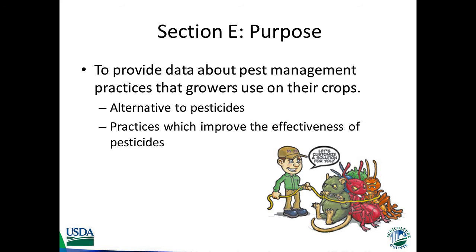The purpose of Section E is for us to be able to collect data on pest management practices that growers use on their crops. We will be asking operators about pest management practices either as alternatives to pesticides or practices which improve the effectiveness of pesticides. This section also asks how decisions are made regarding those practices so that responses to invasive species and price shocks can be monitored.